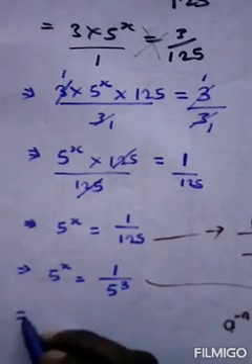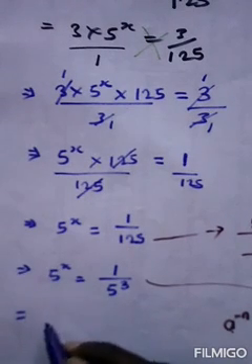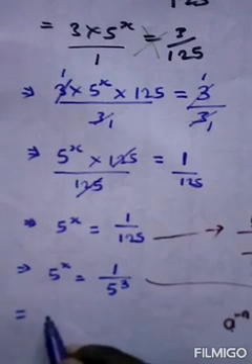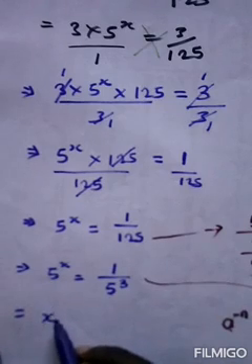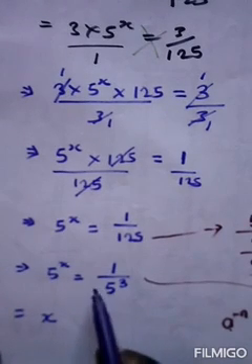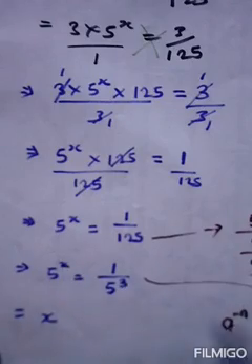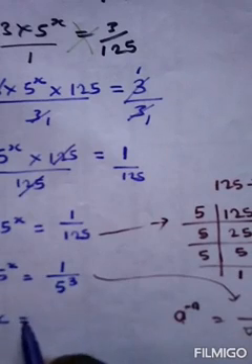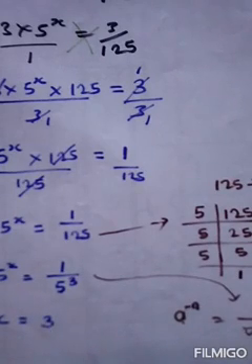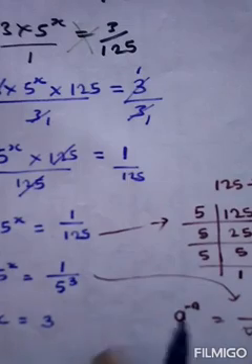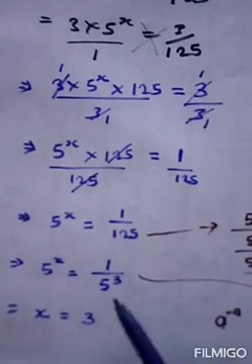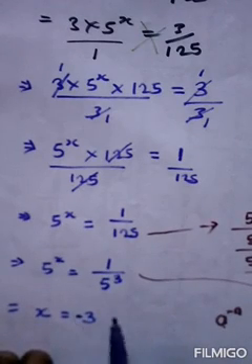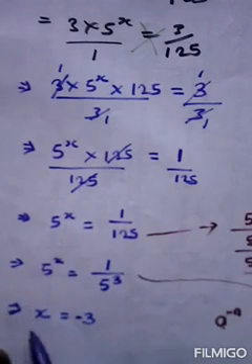So similarly here, since I know that the base is the same, 5 and 5, the powers I'm comparing are the same, so I know that my x is equal to 3. But is it 3? No, it's not complete, because for me to have 1 over such an expression, my power needs to be negative. Then I know that now I am correct.